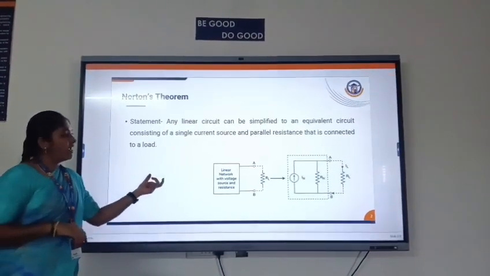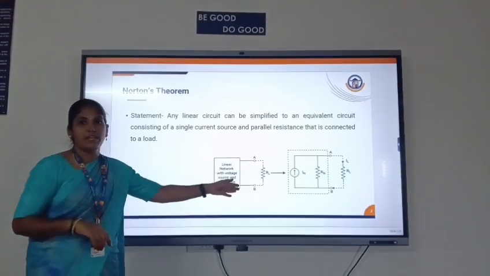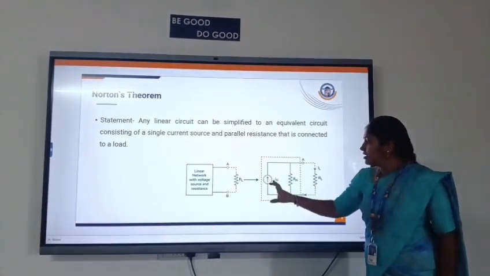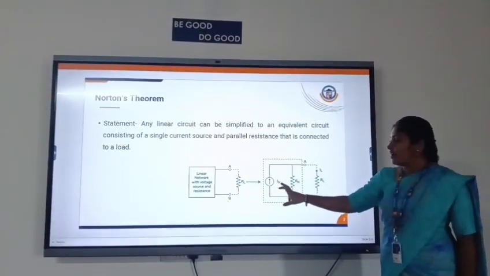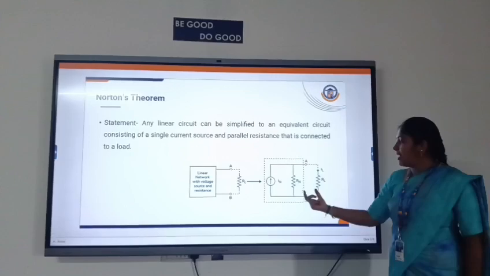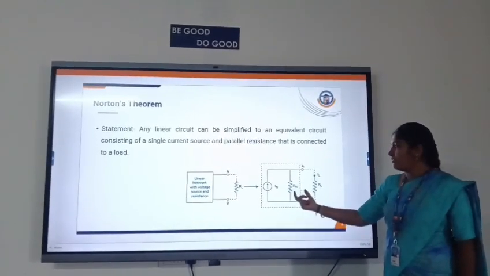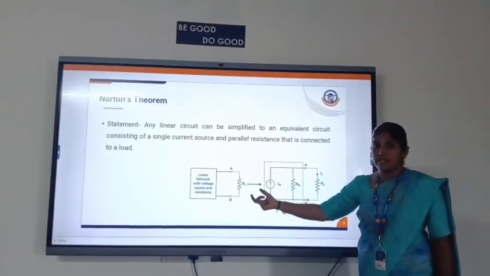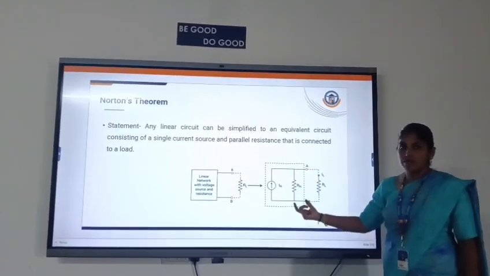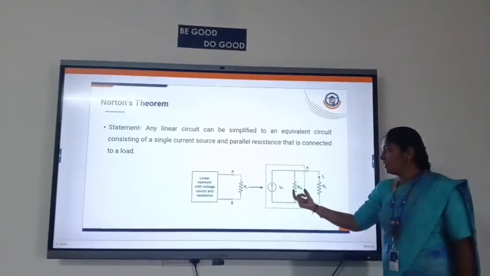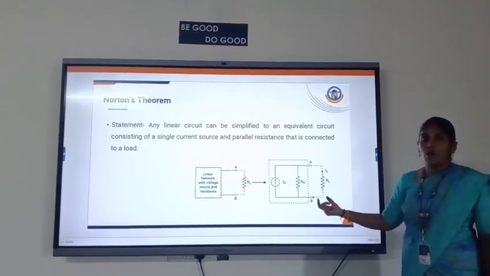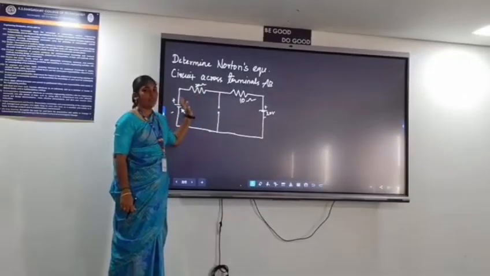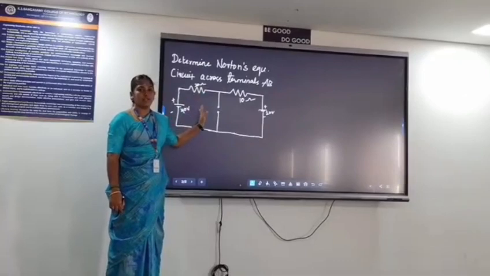Norton's theorem states that any linear network can be replaced by its equivalent circuit. The equivalent circuit is composed of a current source IN in parallel with the Norton's resistance RN, which is in parallel with a load resistance RL. So any linear circuit can be replaced by its Norton circuit, where RN is the Norton's resistance and RL is the load resistance. From this we have to find the Norton's equivalent circuit.